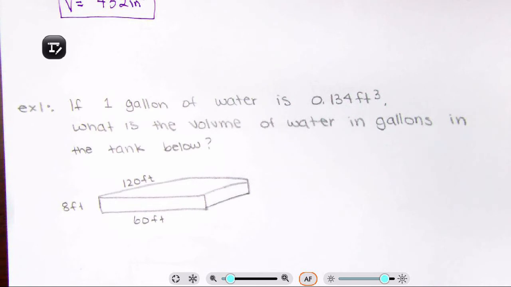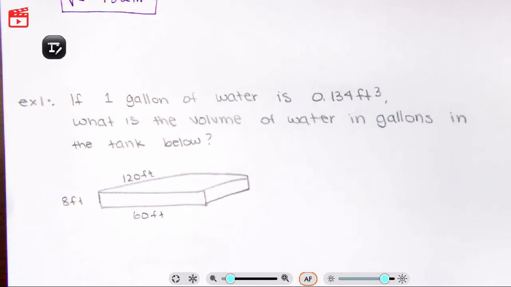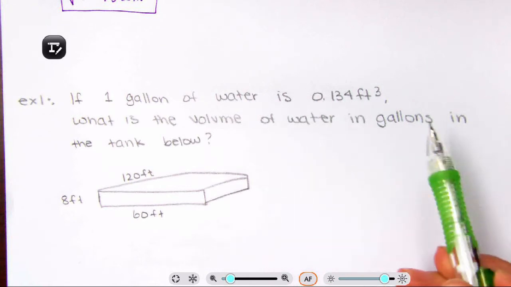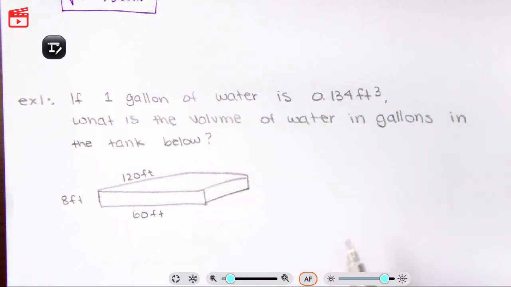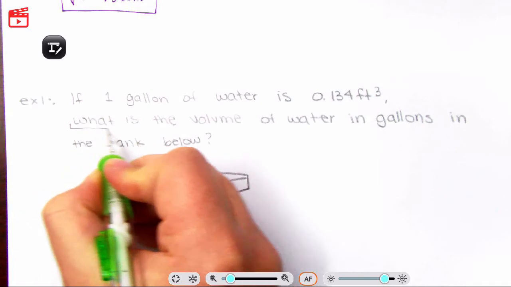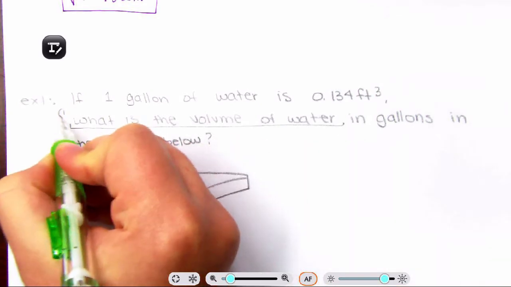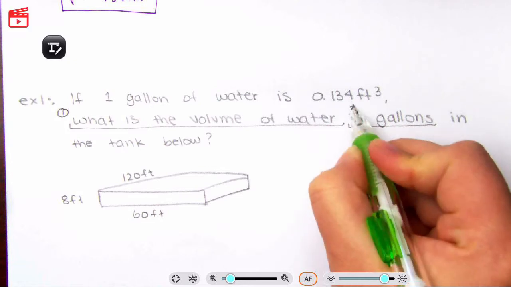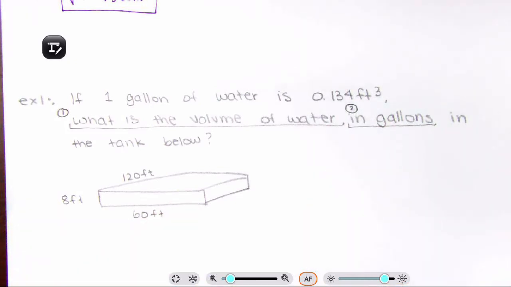All right, let's go ahead and get started. If 1 gallon of water is 0.134 feet cubed, what is the volume of the water? So here it is. What is the volume of the water? That's the first question. We want this in gallons. That's the second thing. In the tank below. So there's two parts. The first part is what's the volume? The second part is what is that volume in gallons? So let's take a look here.